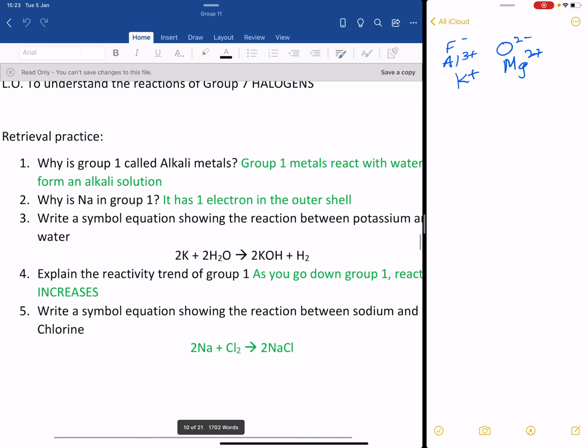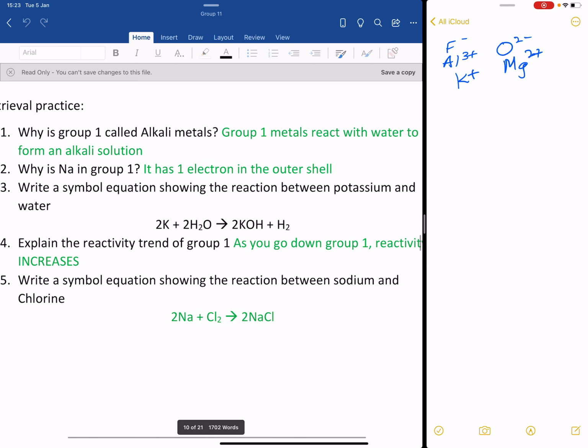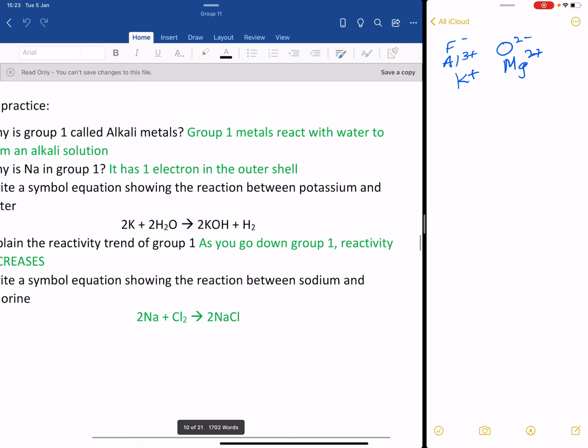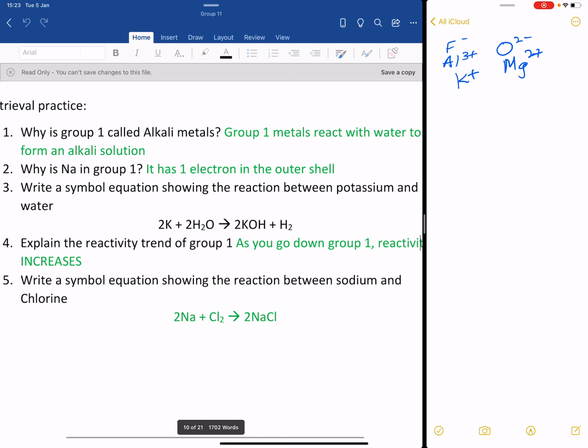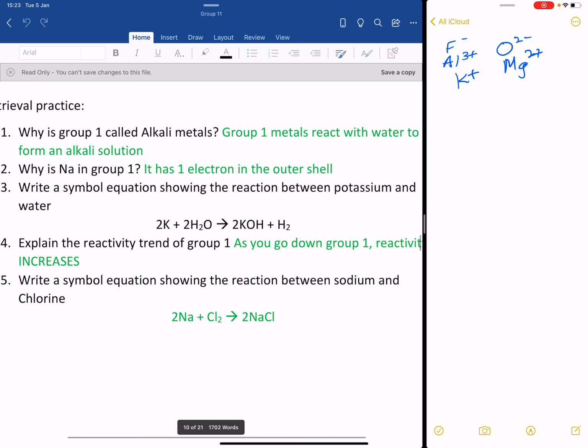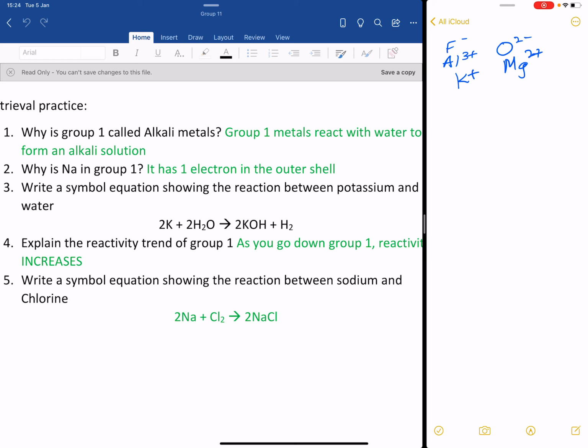We're now going to take a look at group 1 retrieval practice. Have a look at this. Number 1, why is group 1 called alkali metals? Group 1 metals react with water to form an alkali solution. Number 2, why is sodium in group 1? It has 1 electron in the outer shell, and so on. And you can see the answers to number 3, 4, and 5.